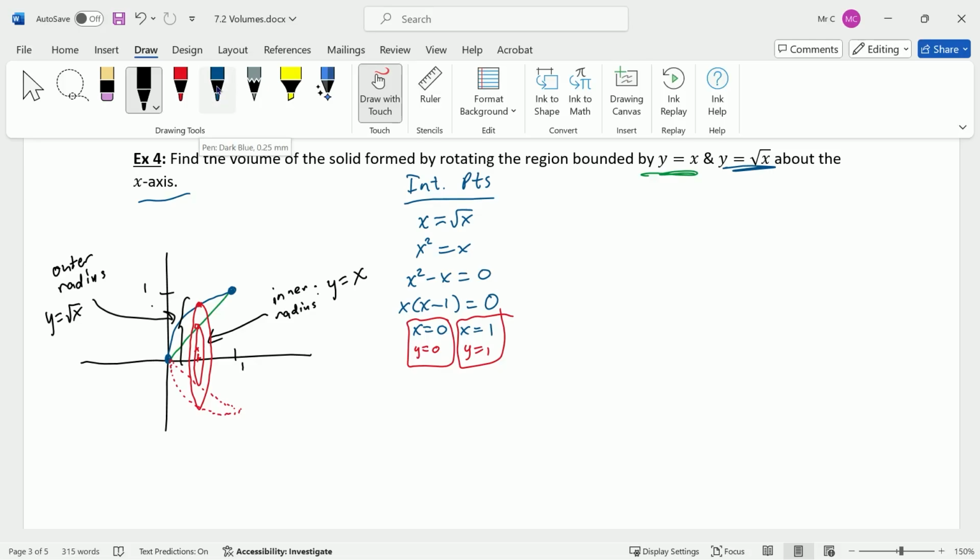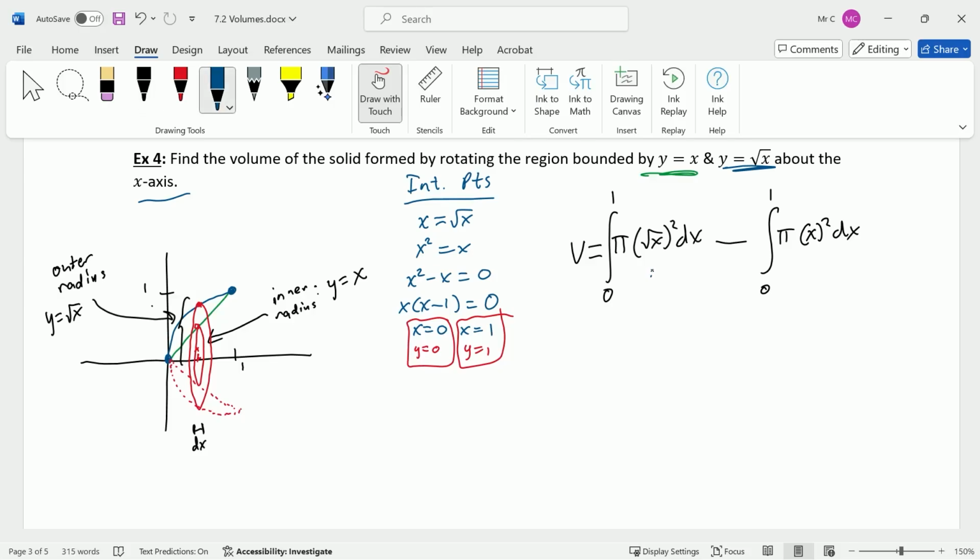So when I go to compute my volume, I take my outer volume, the integral of pi times the outer radius, the square root of x, squared dx. And I'm integrating with respect to x because the thickness of my washer is measured on the x-axis. And I integrate from 0 to 1. And then I subtract the inner volume, pi times x squared dx. So again, this is my outer radius squared, and this is my inner radius squared.